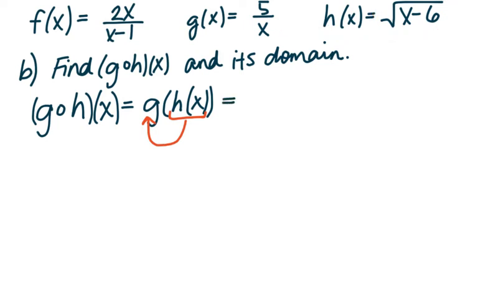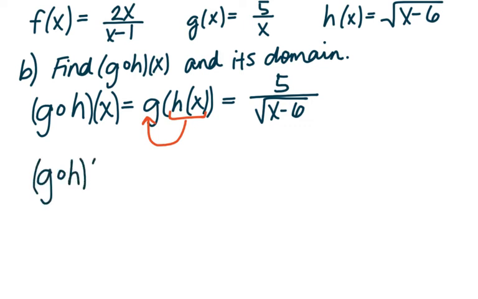So that means I'm going to have 5 divided by, but instead of x, I have my function h here in the denominator, which is the square root of x minus 6. So this is a nice fast one because there's no simplification to be done. There's no algebra here like there was on our previous example. It's just going to be 5 divided by the square root of x minus 6. So that's it. G of h of x is equal to 5 divided by the square root of x minus 6. And then we get to move right on to the domain.